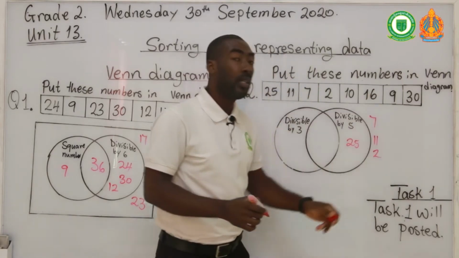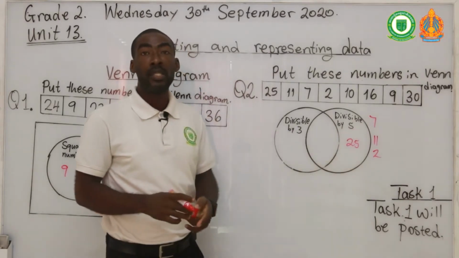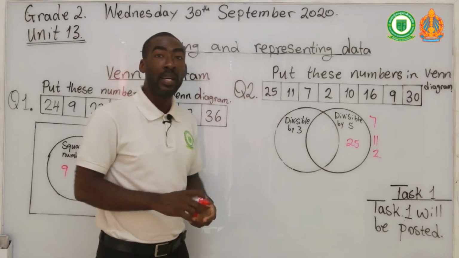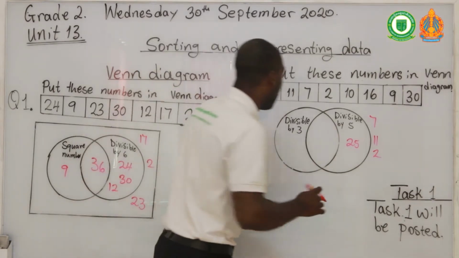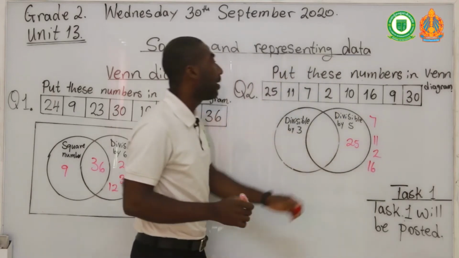So 16, can you divide 16 by any of these numbers? Is it possible that you can divide 16 by any of these numbers? So definitely no. So we put 16 outside here.